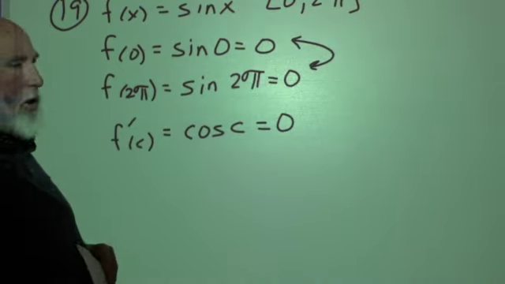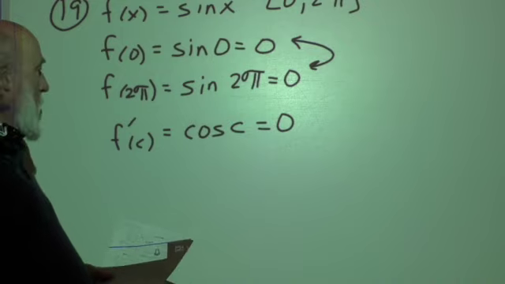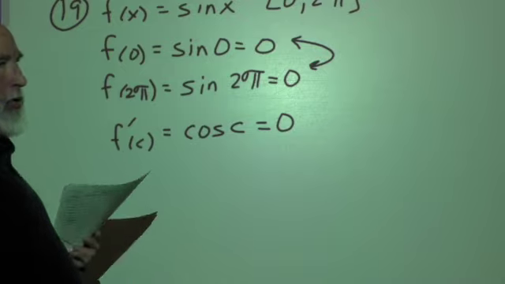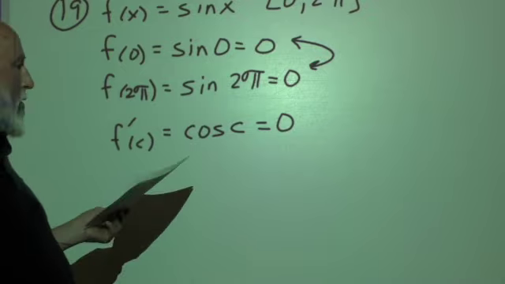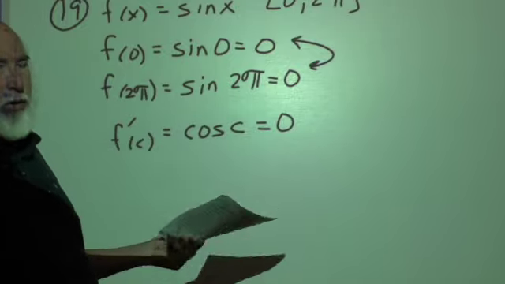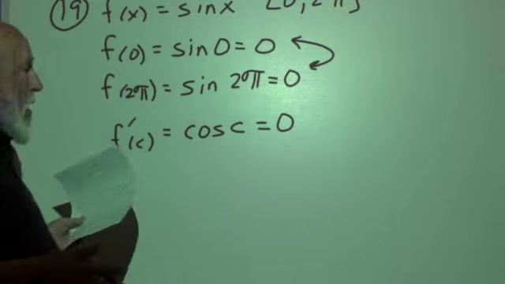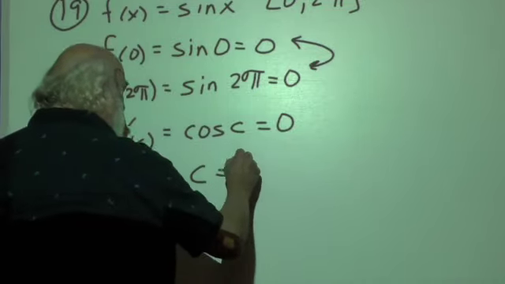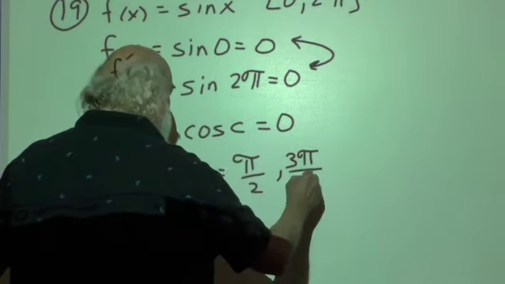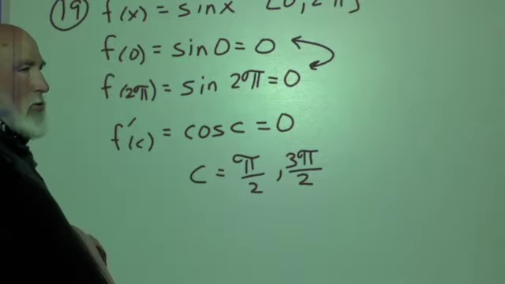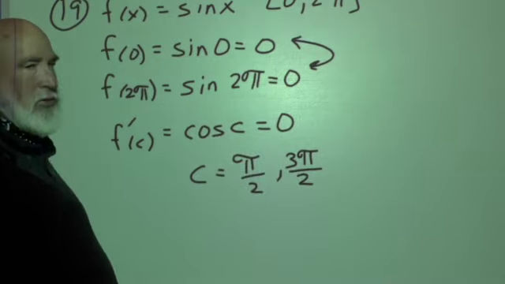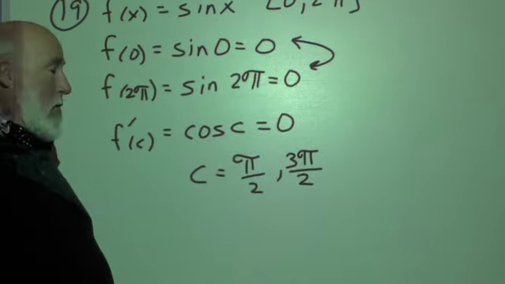And you can use your calculator for this if you want. You get the inverse cosine of 0, or you can know your facts about cosine at points at which it is 0. And that happens at 90 degrees and 270 degrees, or in terms of radians, pi over 2 and 3 pi over 2, which is about 1.57 and about 4.71. But regardless, those are your values for c. And that's how you use Rolle's theorem.